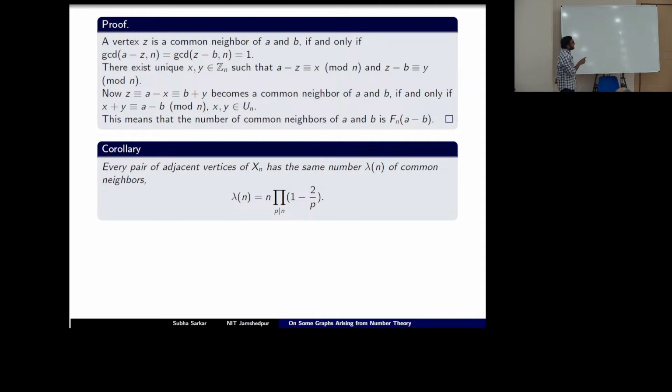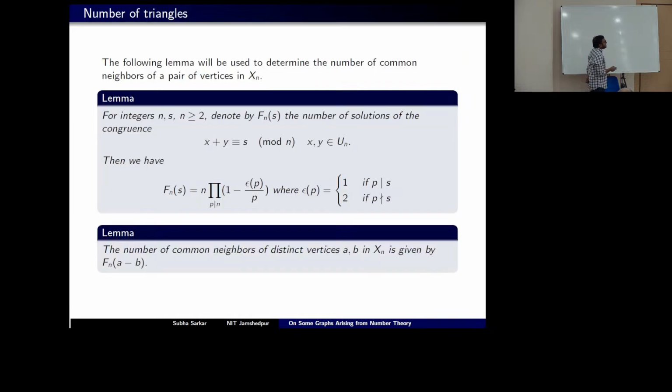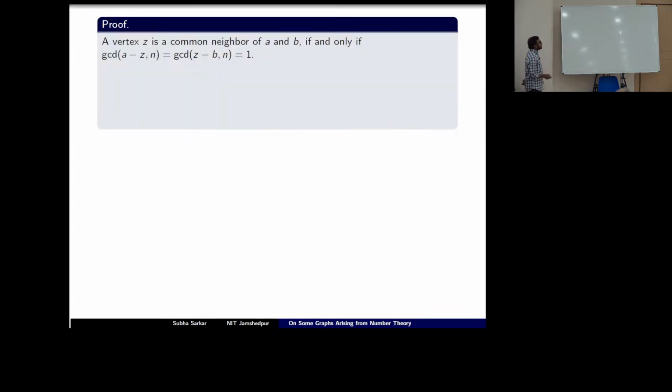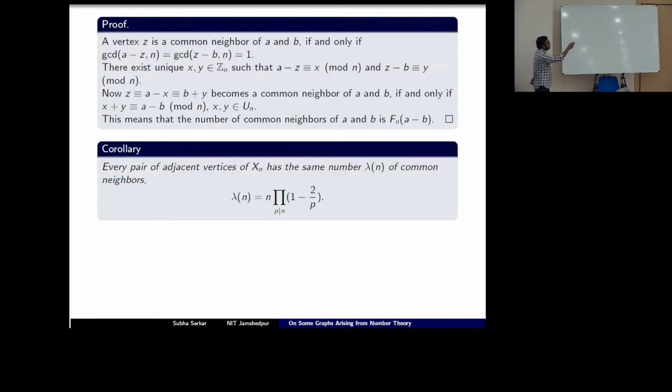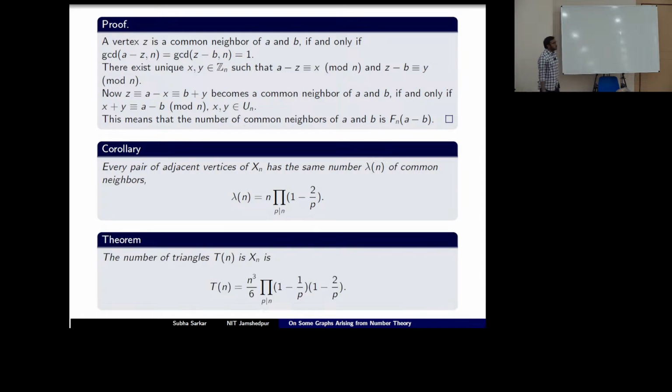Now since a and b are also adjacent, a minus b is a unit. Now if a minus b is a unit, that means p does not divide a minus b. So in that case we will get the value of epsilon p to be equal to 2. So that is n into the product of 1 minus 2 by p. So we will get that result. So using this result we can count how many triangles there are. So the total number of triangles is given by this formula.